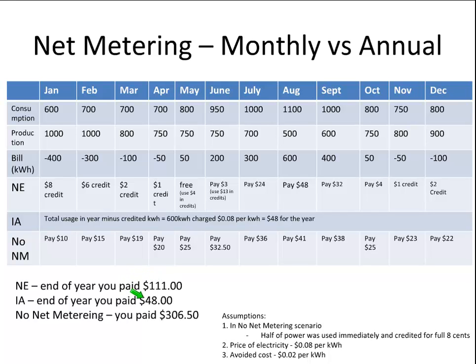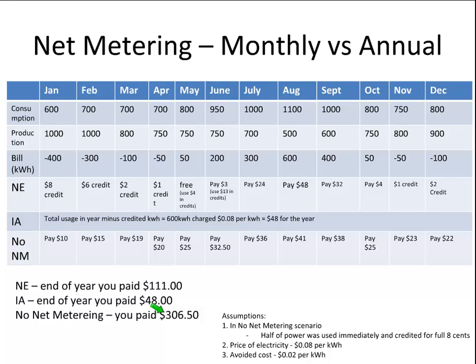In Iowa, I would only pay $48. Because I was able to pass those credits on into those summer months, I ended up offsetting some of those costs, and I paid $48. If I had no net metering, I had the same wind turbine, so basically I'm on a use-it-first situation. I wasn't able to. I'd pay about $306.